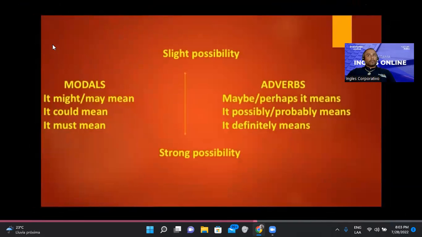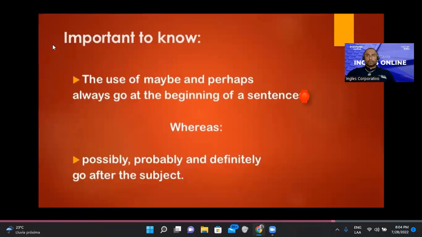If we go back to the chart, we will realize we use the base form of the verbs when we use modal verbs. And when we use adverbs, we need to be careful with the verb. The verb must be used in third person singular. In other words, we add a final s on the verb means. Something else that is important to know is the use of maybe and perhaps. These adverbs always go at the beginning of a sentence, whereas possibly, probably, and definitely go after the subject.